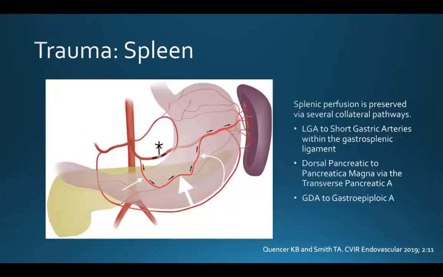Remember that we are trying to preserve splenic perfusion, and this can be done through several collateral pathways. There's the left gastric artery to the short gastric arteries within the gastrosplenic ligament, and then these can reperfuse the spleen. There's the dorsal pancreatic to the pancreatica magna via the transverse pancreatic artery. And then the spleen can also receive collateral blood via the gastroduodenal artery to the gastroepiploic artery, which then makes its way to the distal splenic artery. These are all possible collateral pathways when a proximal splenic artery embolization is performed.